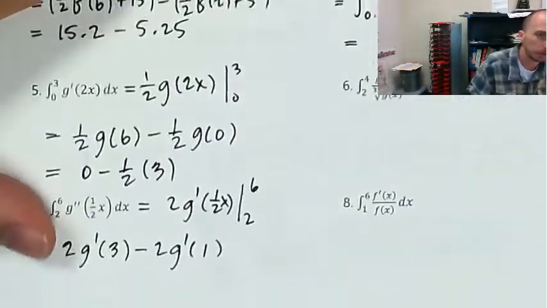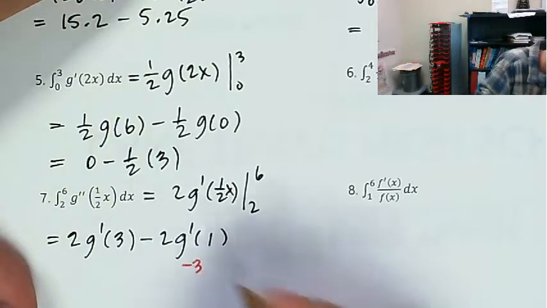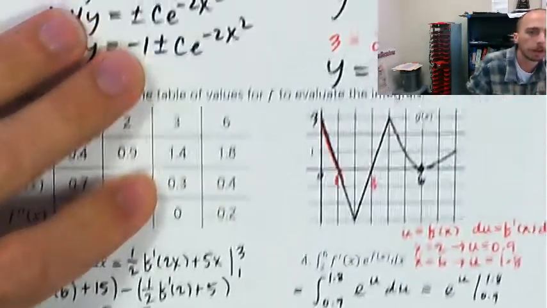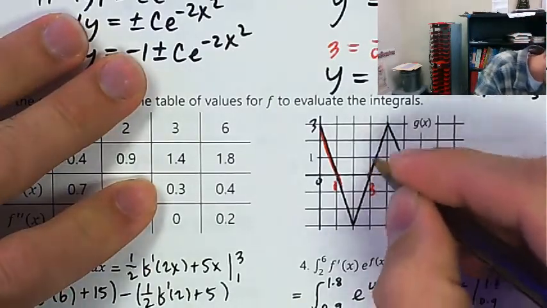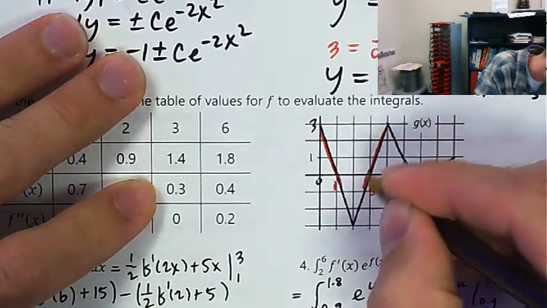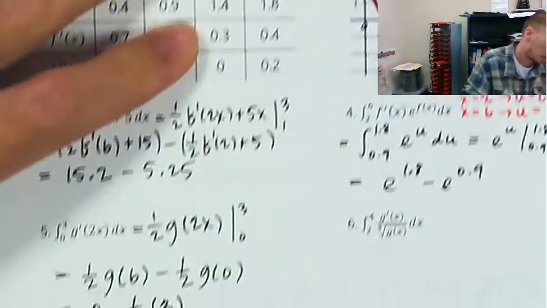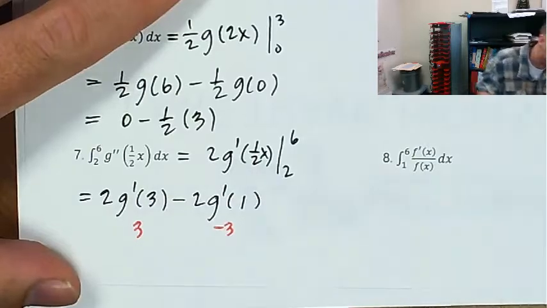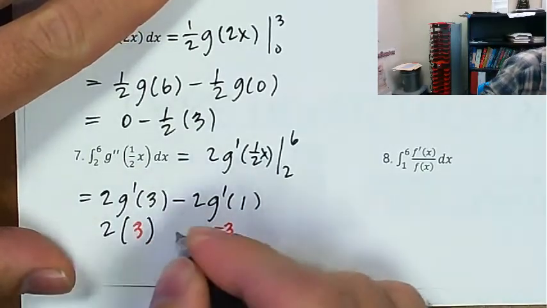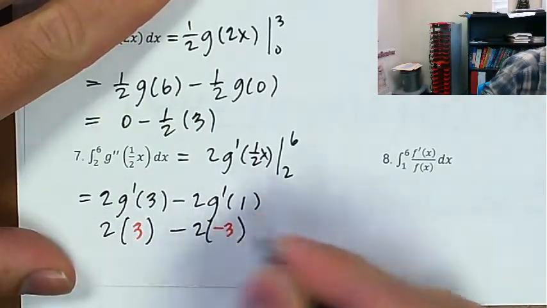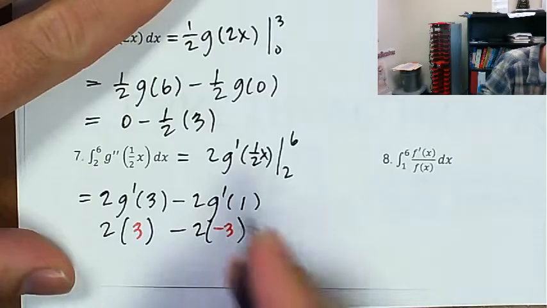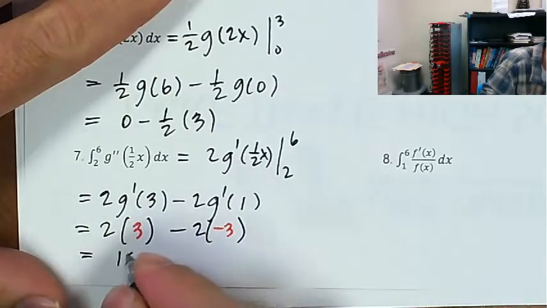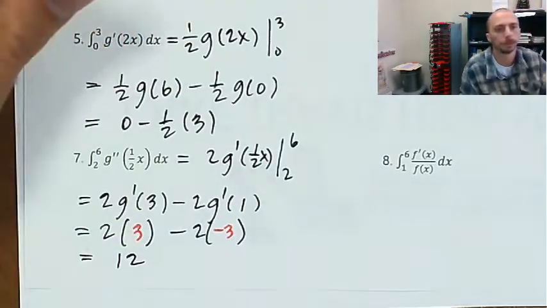So I'm just going to plug in negative 3 for g prime of 1. And then over here at g prime of 3, the slope is positive 3. So I'm going to say that that is 3. And then I'm still multiplying these by 2 and subtracting, but that'll be 6 plus 6 is 12.